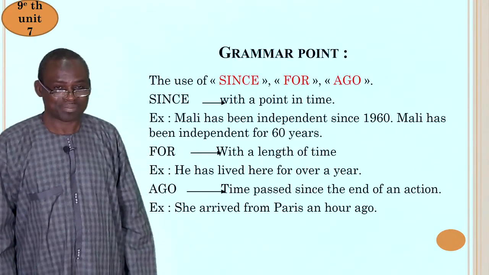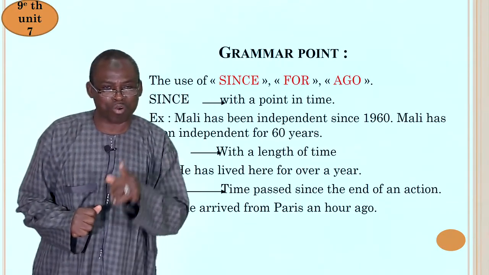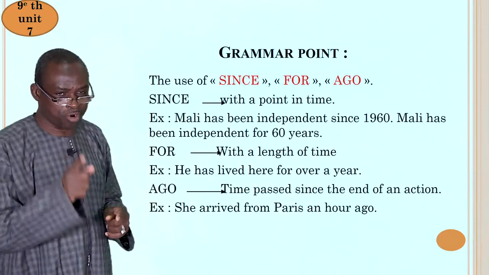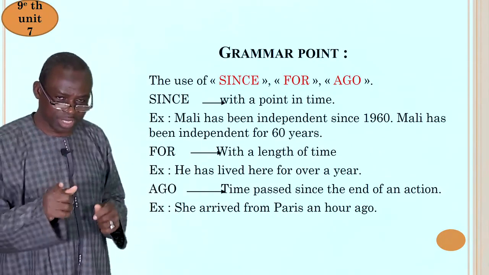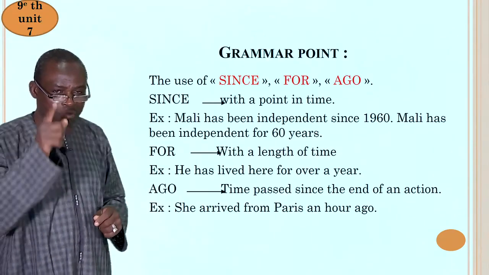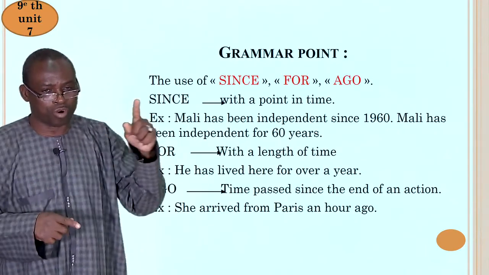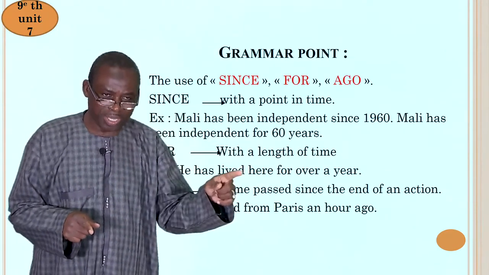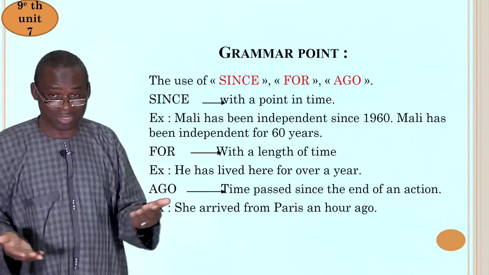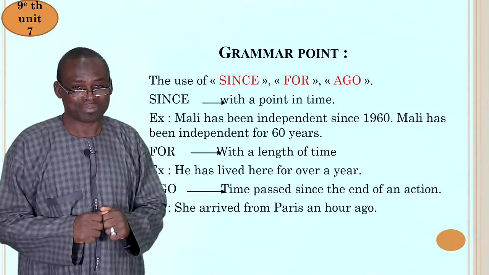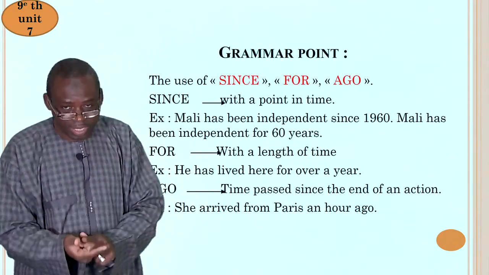All right. Grammar point. We have a use of since, for, and ago. The translation of since is depuis. The translation of for also is depuis. And the translation of ago is il y a. All right. Depuis, il y a.